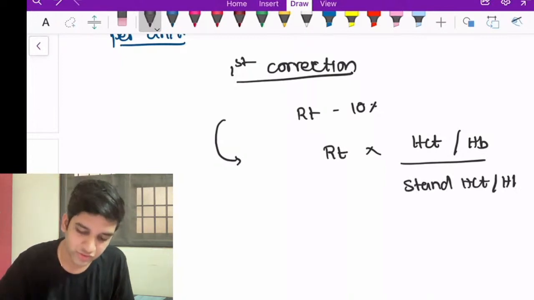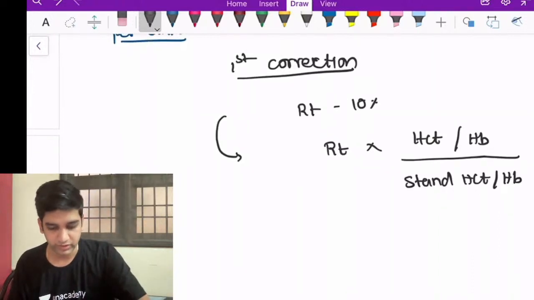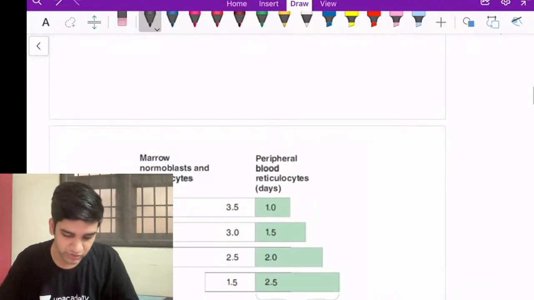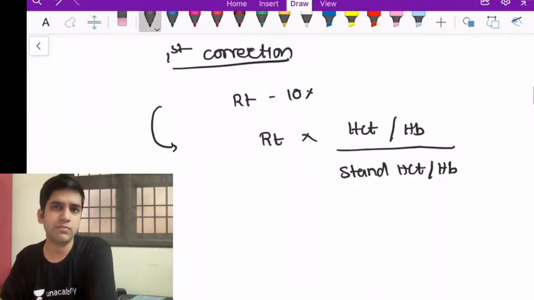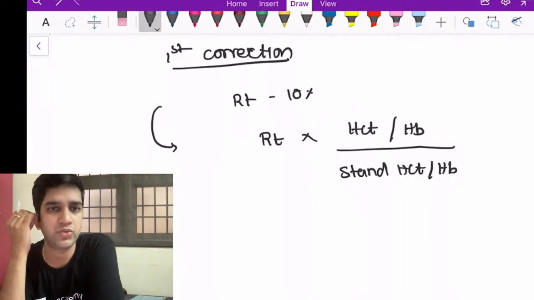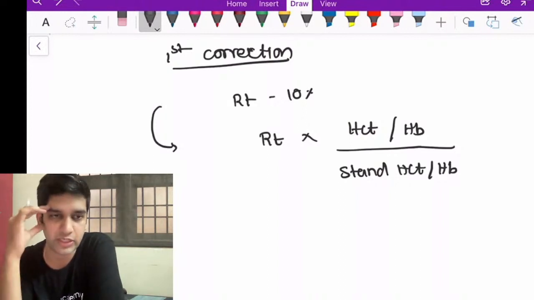I generally prefer hematocrit over hemoglobin because the second correction is totally based on hematocrit, right? That's why I prefer hematocrit, but it's completely fine. Hemoglobin also can be used, and hematocrit also can be used. Generally, we use hematocrit in a real life scenario as well.